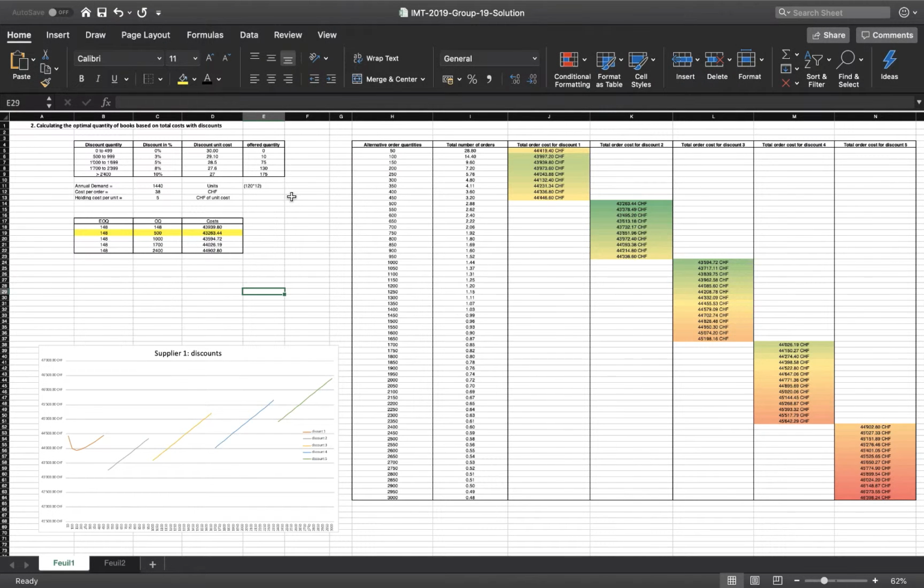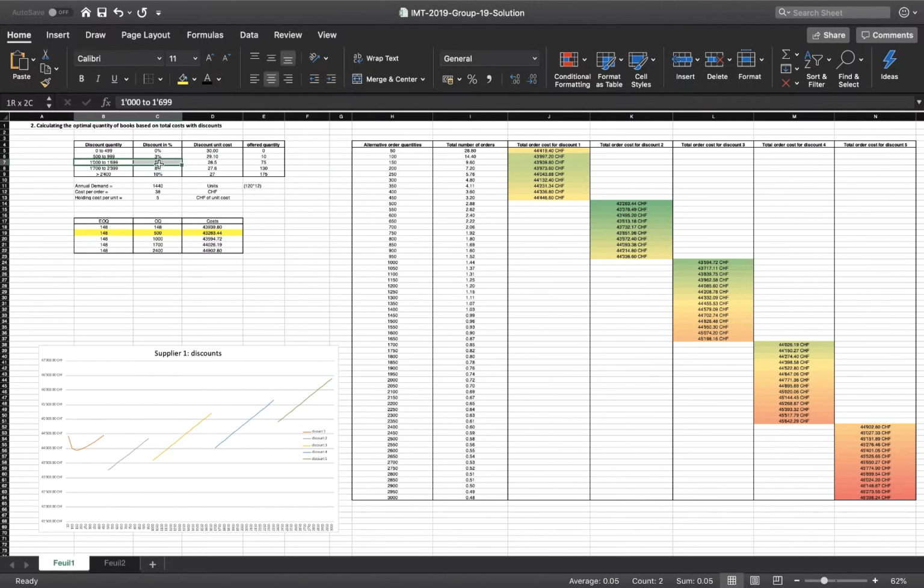Another supplier offered another deal. Instead of discounts, he offers free units based on a similar range as for the discounts. For example, for the first interval, there is no reduction. For the second interval, from 500 to 999, there is a reduction of 10 books.